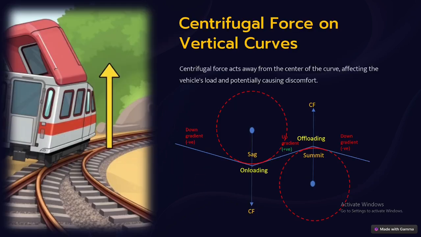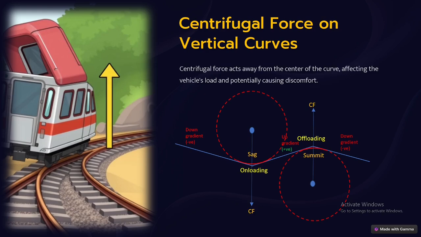Centrifugal force on vertical curves. Naturally there will be centrifugal force acting on the vehicle while the vehicle is negotiating a sag point or a summit point. In case of a sag, when the vehicle is traveling from the down gradient to the up gradient, passing over the sag, when the curvature is very sharp, there will be more centrifugal force acting on the body.